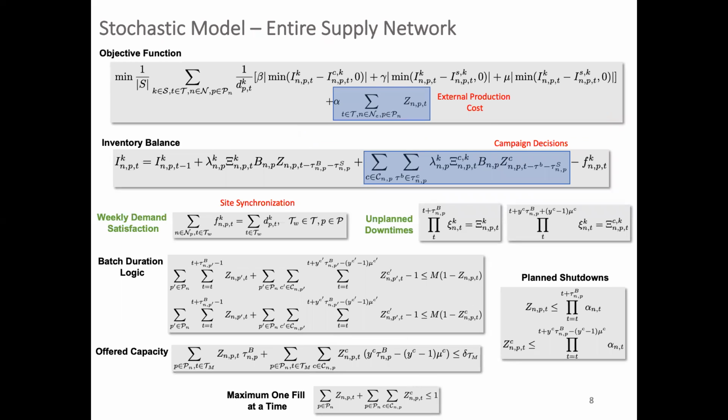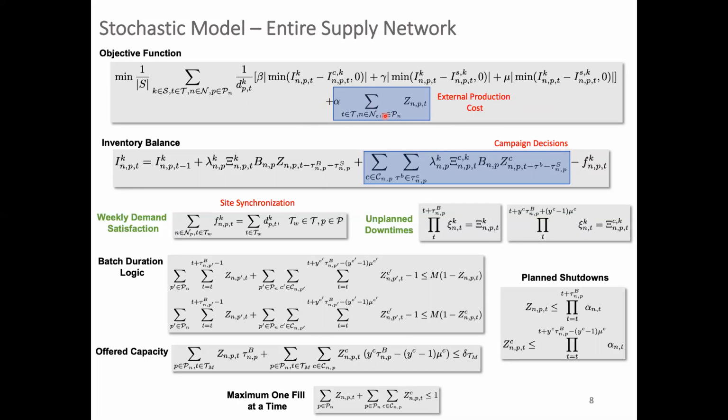This is the stochastic optimization model for the entire network, similar to the deterministic model that we saw in the previous slide. The difference now is that we seek to minimize the expected deviation of our inventory from the safety stock level. So we sum over all the scenarios K. And now, since we are considering the entire network, we also sum over all the nodes in the network. There is an additional term now that represents the cost associated with sending the production to an external manufacturing site.